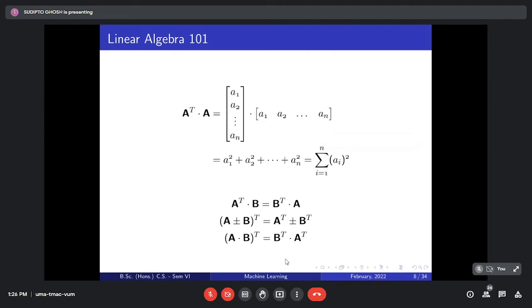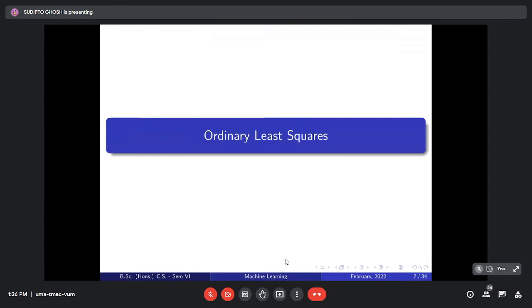Then we have three identities that I have mentioned right here, with some conditions. If we have A transpose times B, it will be equal to B transpose times A, given that both of them are of the same dimensions. Then if we add or subtract two matrices and take the transpose, it will be equal to the addition or subtraction of the transposes of them individually. And if I multiply them and then take the whole transpose, it will be the second matrix transpose times the first matrix transpose. So this is very basic linear algebra that we will be using to understand the ordinary least squares method.